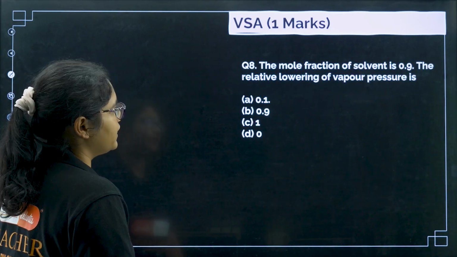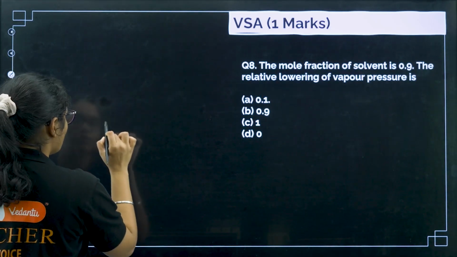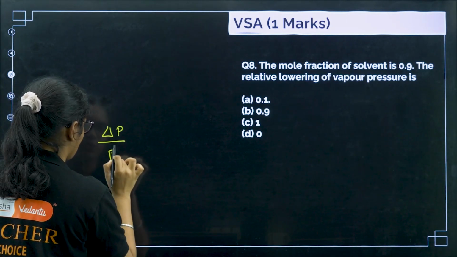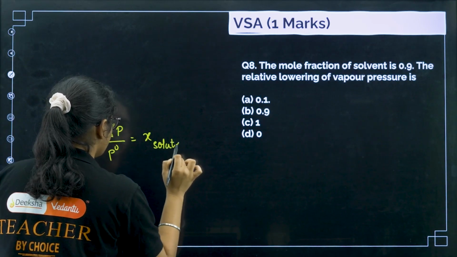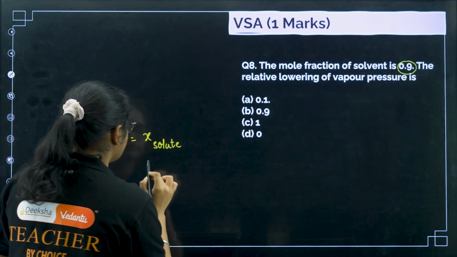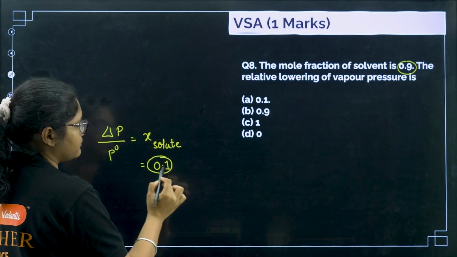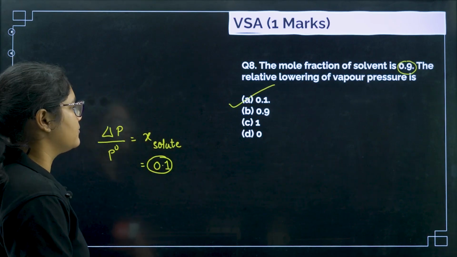The relative lowering of vapor pressure is, okay. If you remember, the relative lowering of vapor pressure, that is delta P by P naught, is equal to X of the solute. So if mole fraction of the solvent is 0.9, then mole fraction of solute will be 0.1 and relative lowering of vapor pressure will be 0.1. So option number A is the correct answer here.